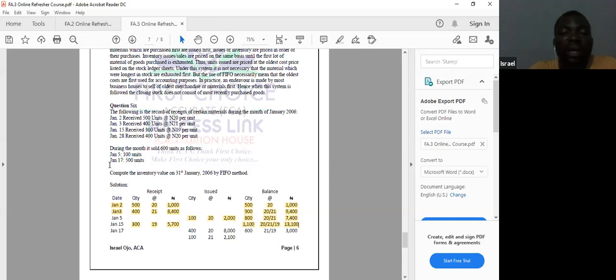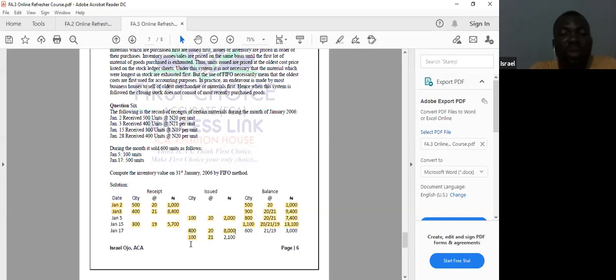Now, looking at January 17, it told us that 500 units actually were released. If 500 units are released, then we now need to compute. Remember, the first one was 500, and out of the 500, we have taken 100 out. So the total units that we have at the rate of 20, because 20 comes first, is 400. We have 400 left. 400 times 20 will give us what? 8,000. So we have that there.